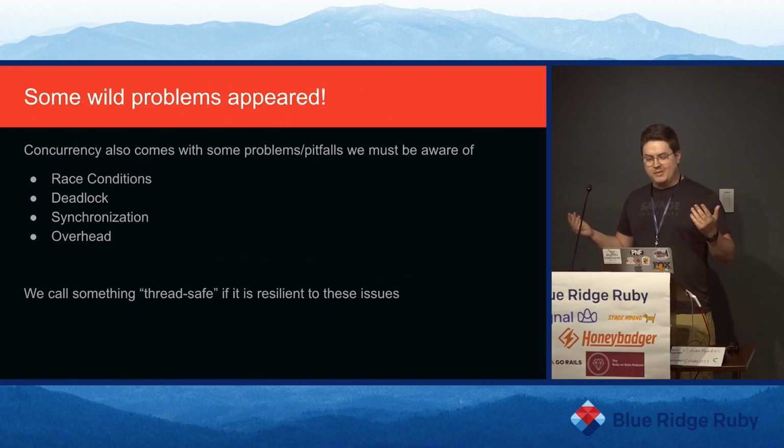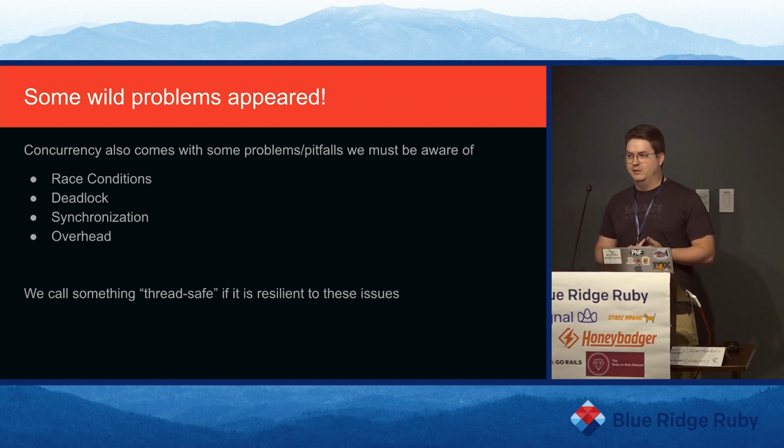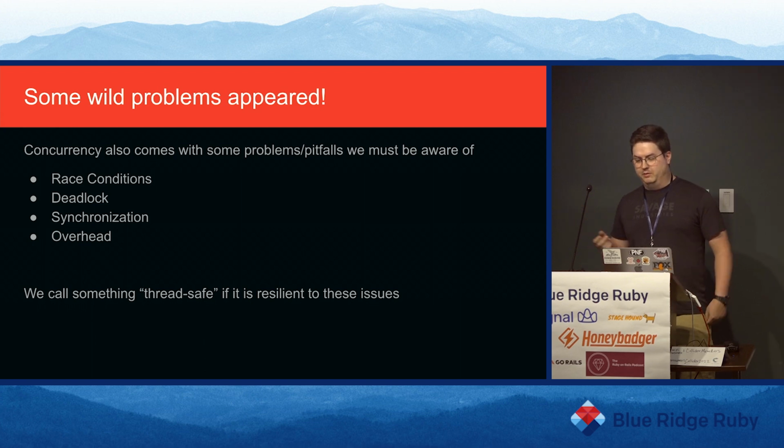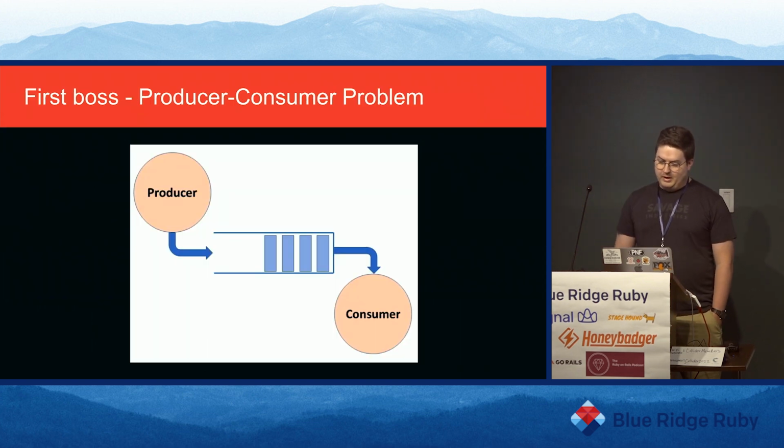But wait, some problems. With concurrency, we get things like race conditions, deadlock, synchronization issues, and we've got to worry about overhead. We call something thread safe if it's pretty resilient to these issues.